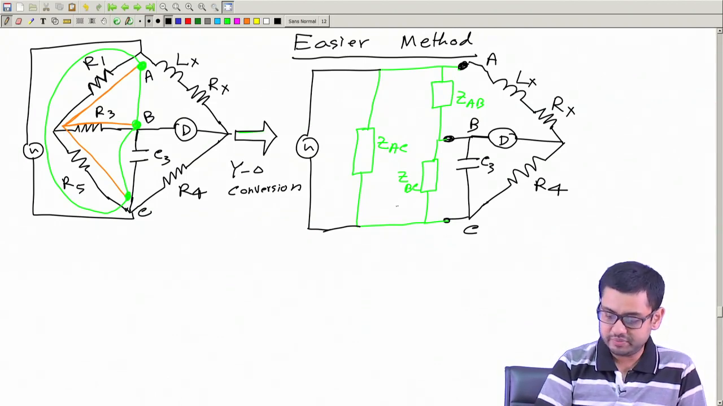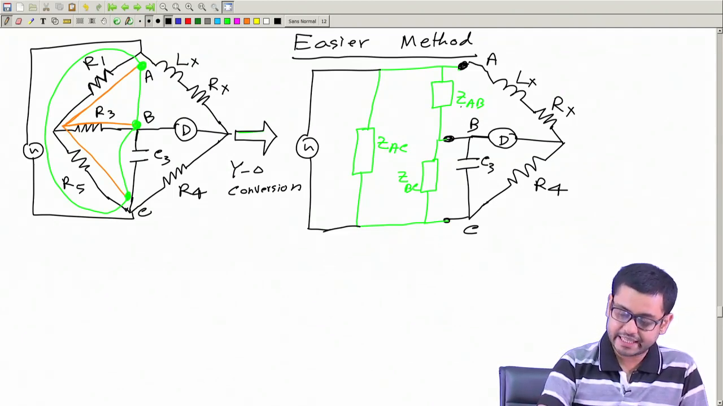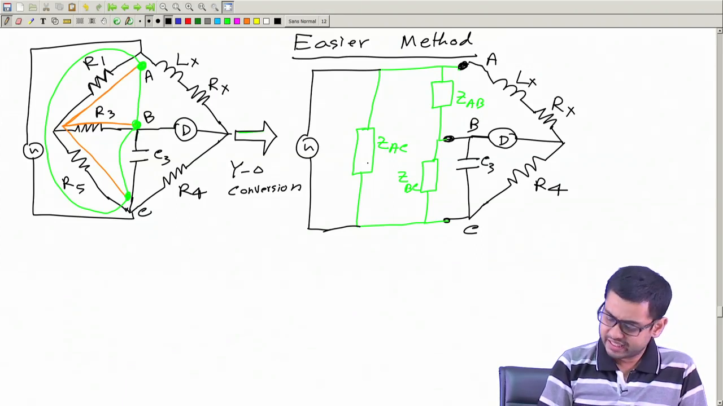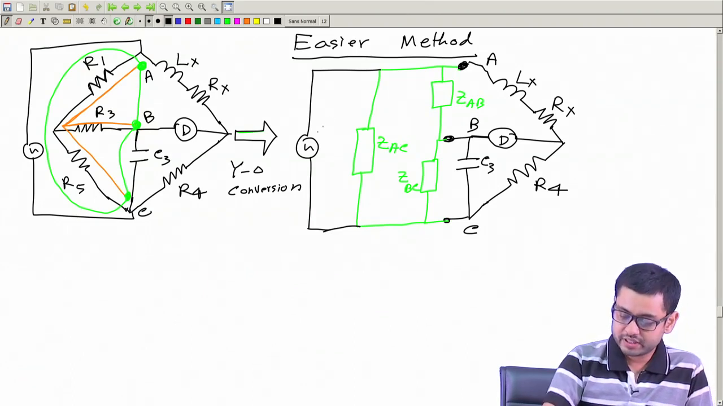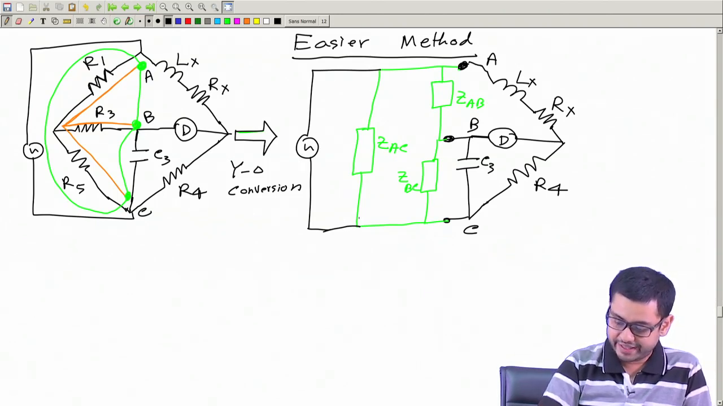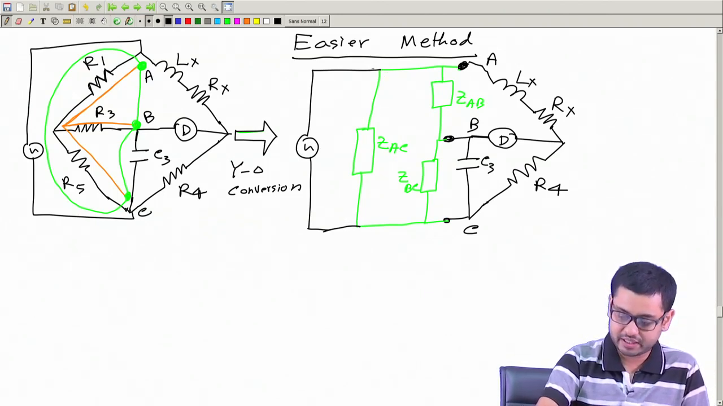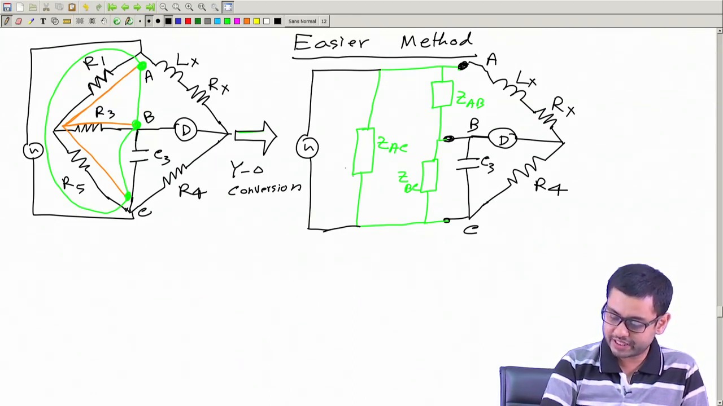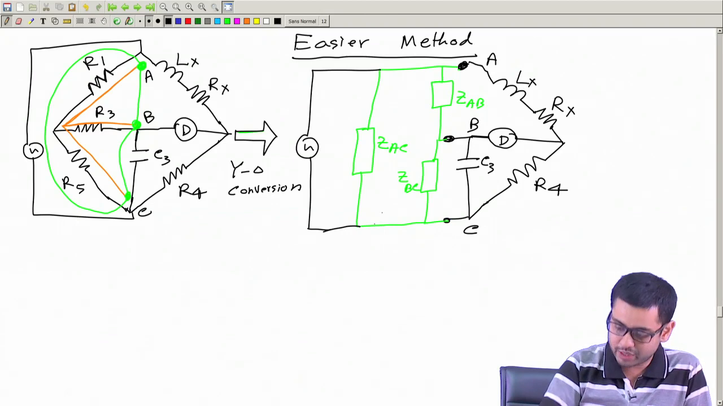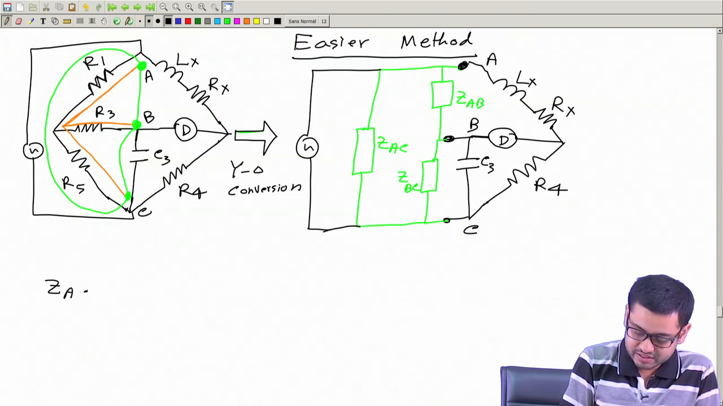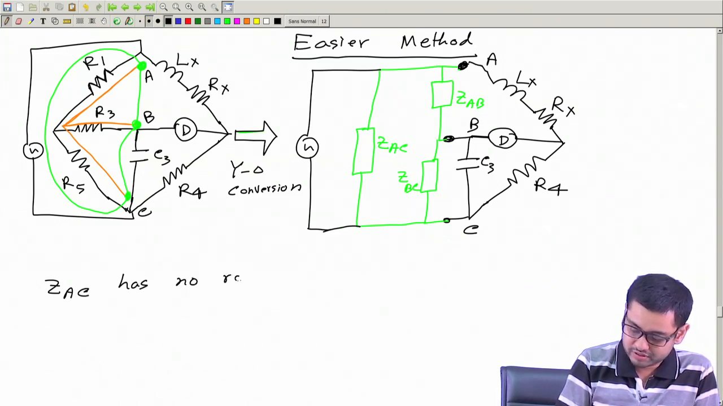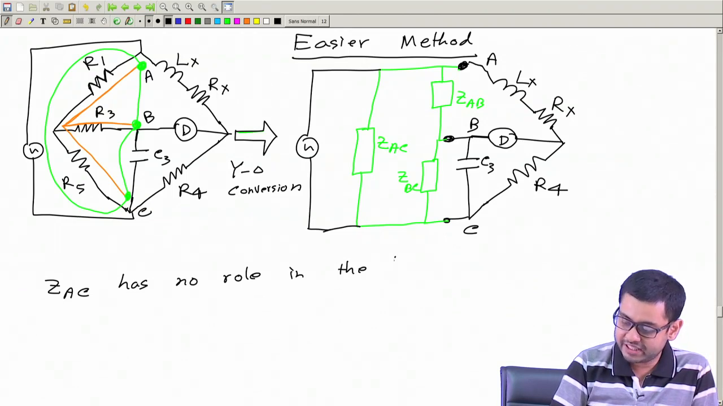Yes, that is simply the conversion. And once we find this Z AB, Z BC, Z CA, then you observe now that Z AC has no role. It is simply in parallel with this voltage source. So, it is drawing some unnecessary current, some extra current which is not going through the bridge. So, Z AC can be thought of as an integral part of this source system, the supply system. So, Z AC has no role in the balance equation.